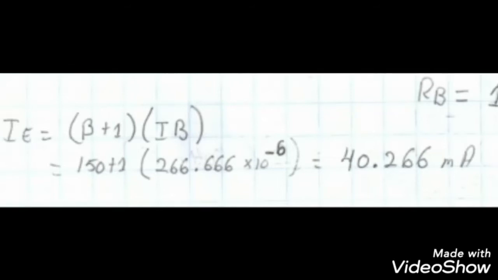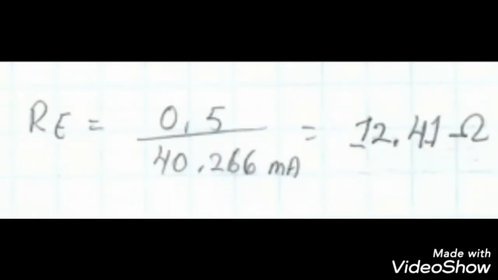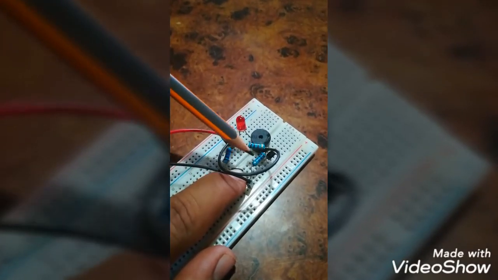And now to calculate IE, it is beta plus 1 multiplied by IB. Substituting the values, 150 plus 1 multiplied by 266.66 micro, and the result is 40.266 milliamperes. And finally, to calculate RE, 0.5 volts divided by 40.266 milliamperes, and the result is 12.41 ohms. That's all. I'm Joshua.